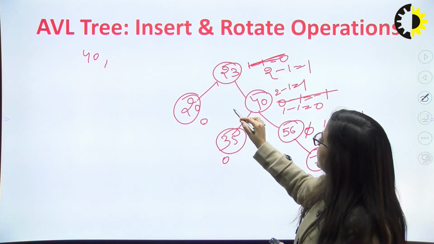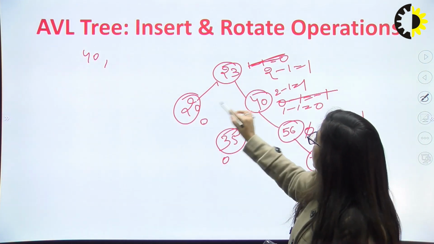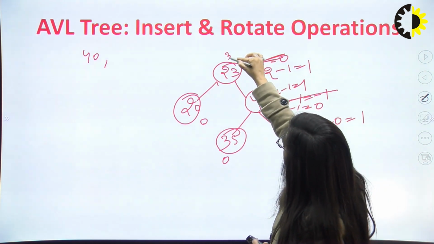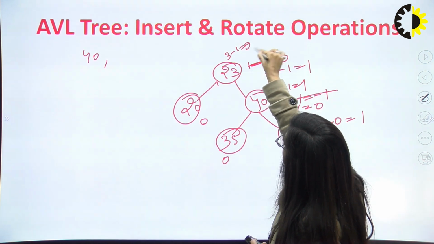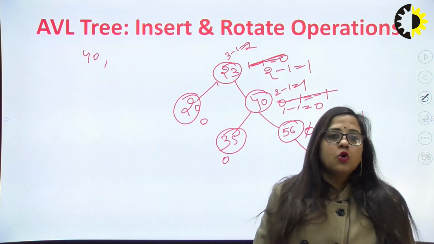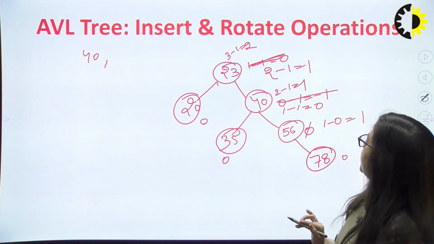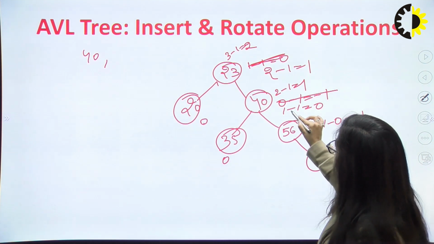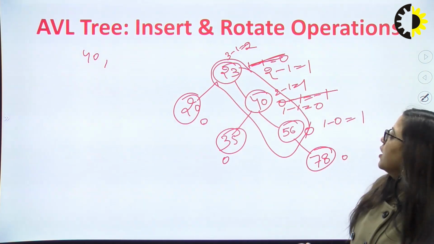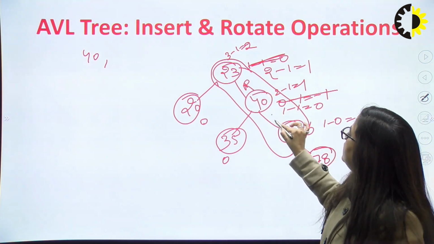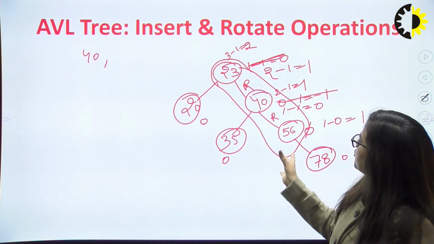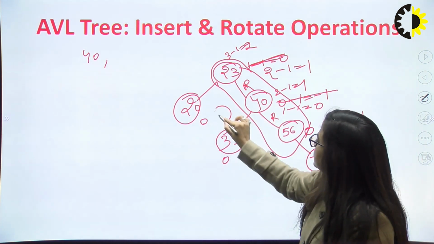Now comes here 0 and 2. 1, 2, 3, or here is 1. So 3 minus 1 equals 2. So the balance factor here is 2, so we need to rotate. Where do we need to rotate here? In this form, it is right and right. It comes in this direction.